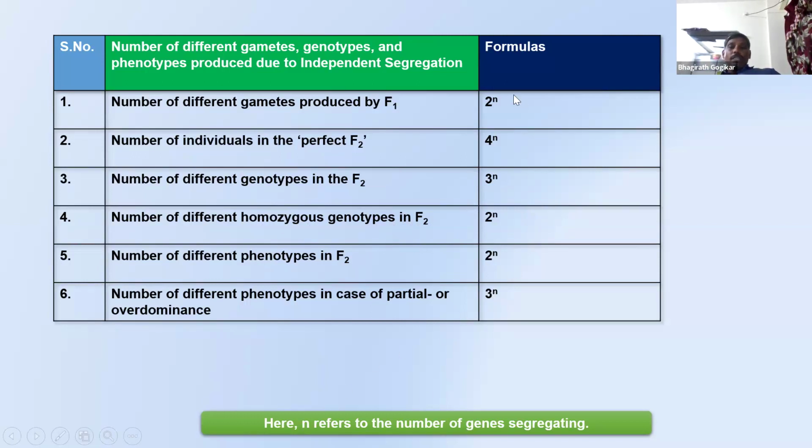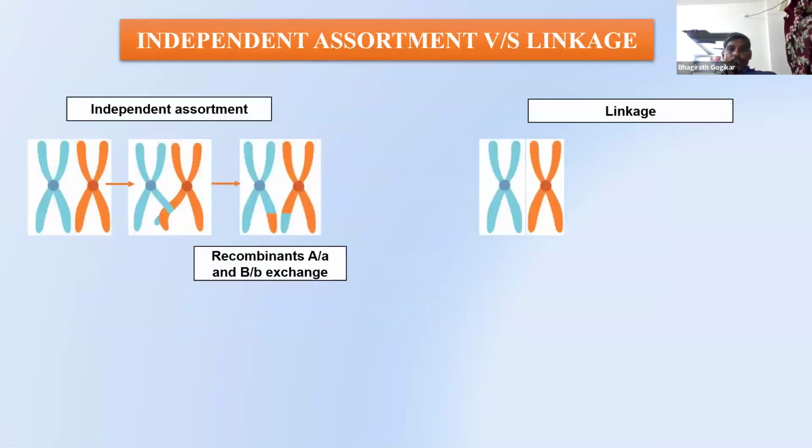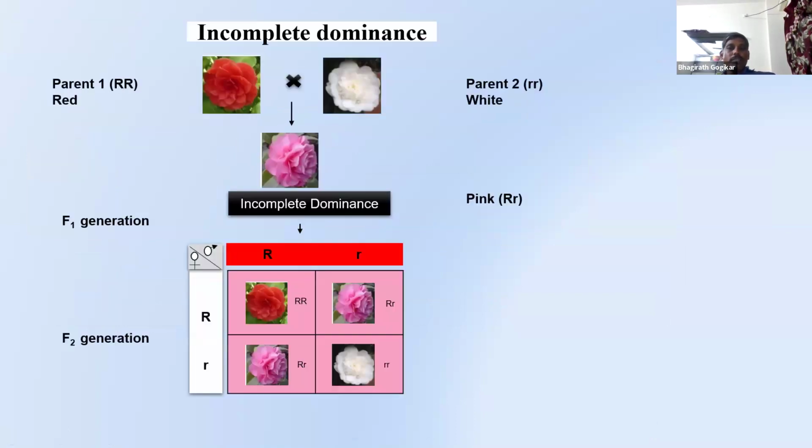So in all formulas, we can see n. N refers to the number of genes segregating, the number of alleles segregating. Based on that, all these numerical problems can be solved by these formulas. The next part is the linkage part, and in the next class we can discuss that.